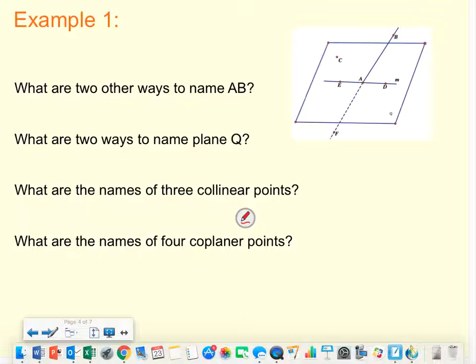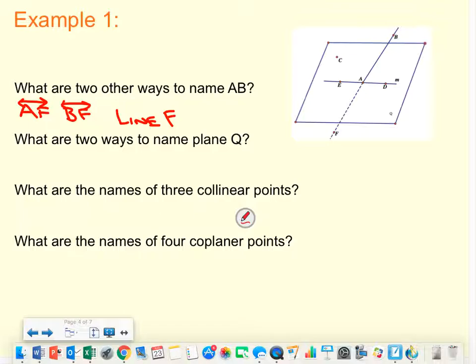F is on that line, so we could say line AF. And as long as we're being meticulous, we'll put that arrow above it, although sometimes we get a little lazy and don't put it there. We could also call it BF. Right? We can choose any points on our line to identify it with. Sometimes we could even just say something like line F if we wanted to. That'd be okay.